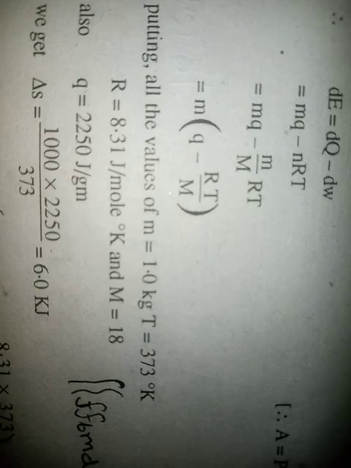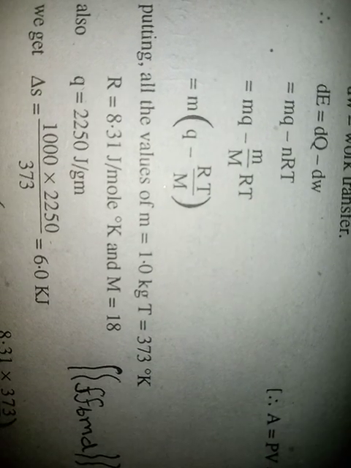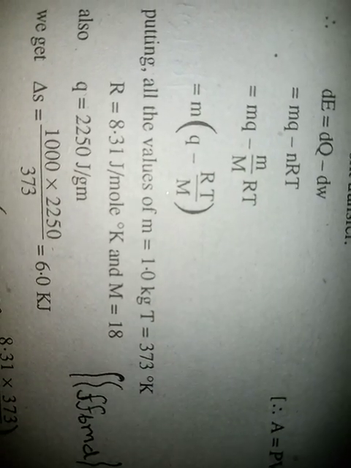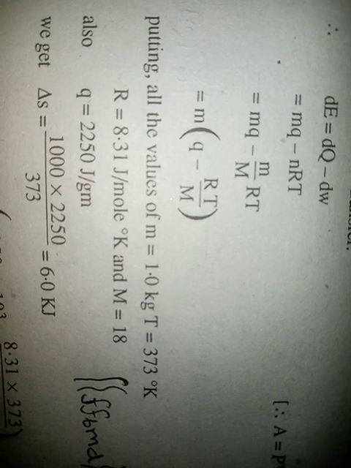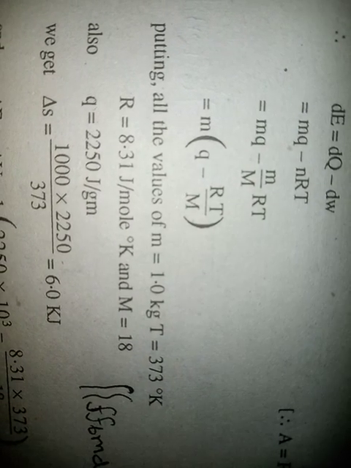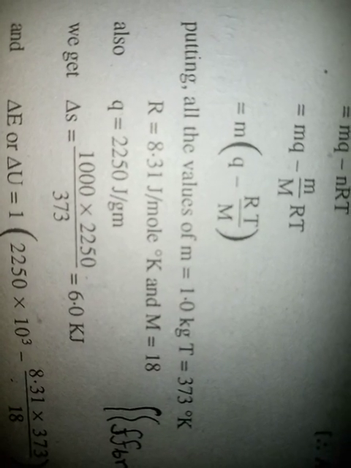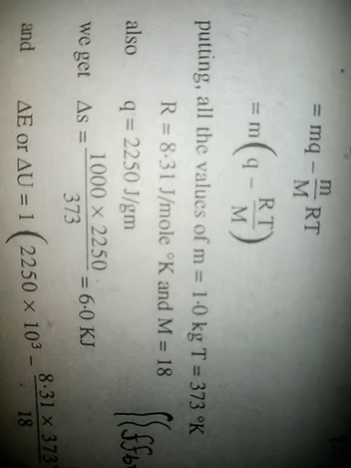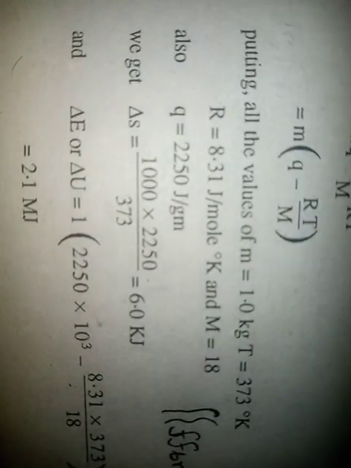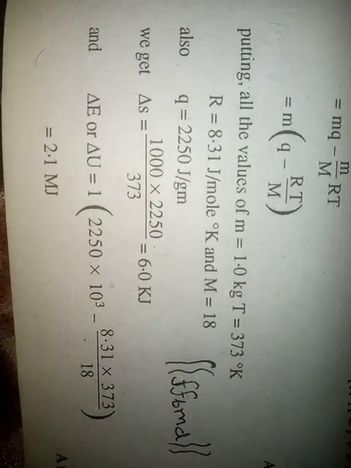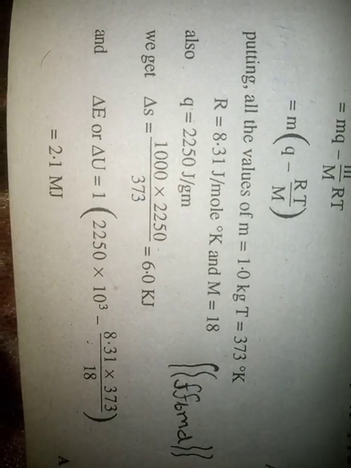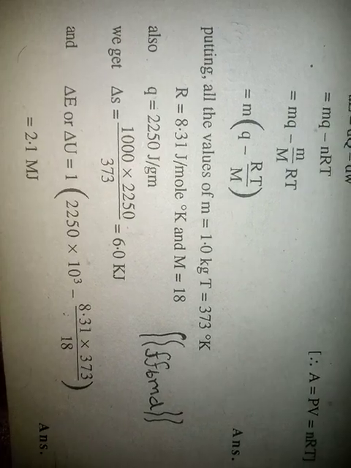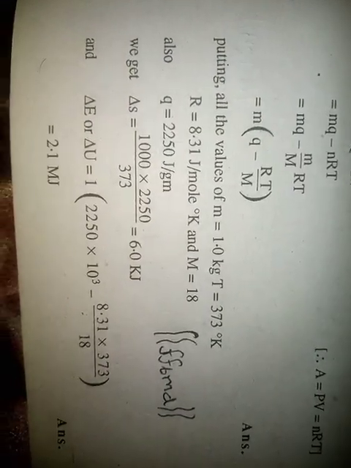Putting all the values, that is m equals 1.0 kg, T equals 373 Kelvin, R equals 8.31 joule per mole per Kelvin, and M equals 18, and q equals 2250 joule per gram, we get delta S equals 6.0 kilojoule per Kelvin and delta U equals 2.1 megajoule.